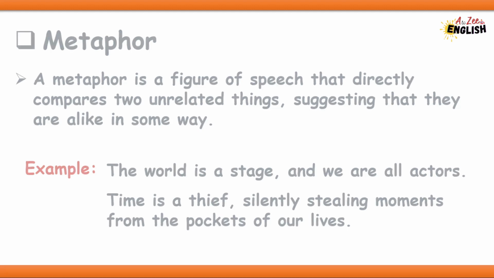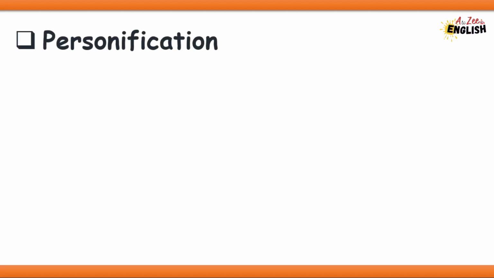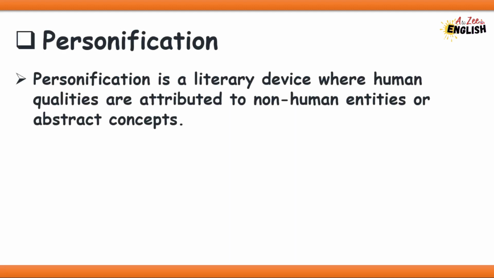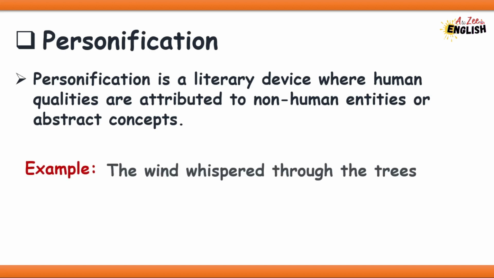Next type is personification. Personification is a literary device where human qualities are attributed to non-human entities or abstract concepts. For example, the wind whispered through the trees. Here, personification is used to describe the wind as if it possesses the human ability to whisper, creating a vivid and engaging image.